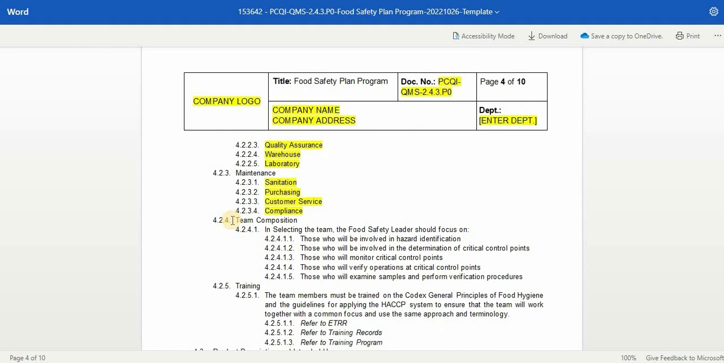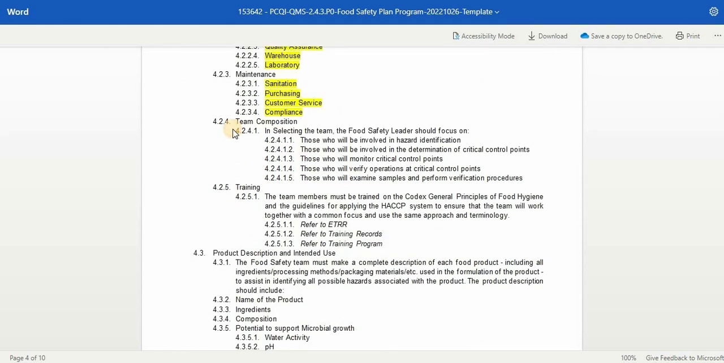Next is team composition. In selecting the team, the food safety leader should focus on those who will be involved in hazard identification, those who will be involved in the determination of critical control points, those who will monitor critical control points, those who will verify operations at critical control points, and those who will examine samples and perform verification procedures.